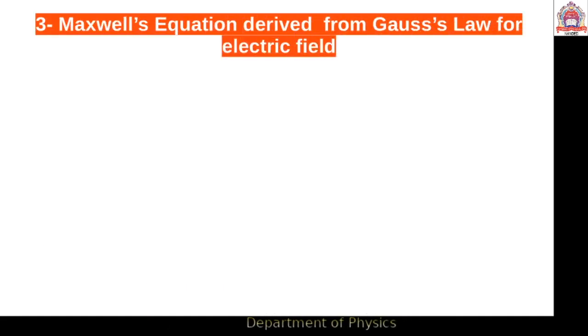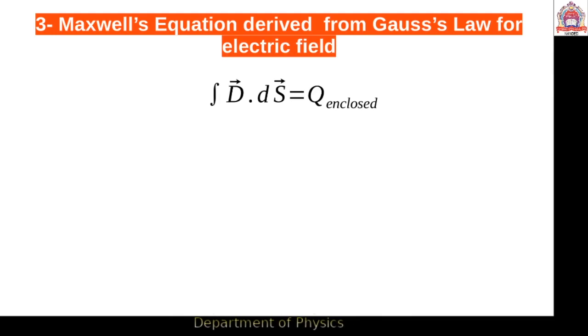Now deriving the Gauss law for electric field. According to Gauss law, the total flux out of the closed surface is equal to the net charge within the surface. This can be written in the integral form, that is the surface integral of capital D dot ds is equal to the Q that is enclosed.